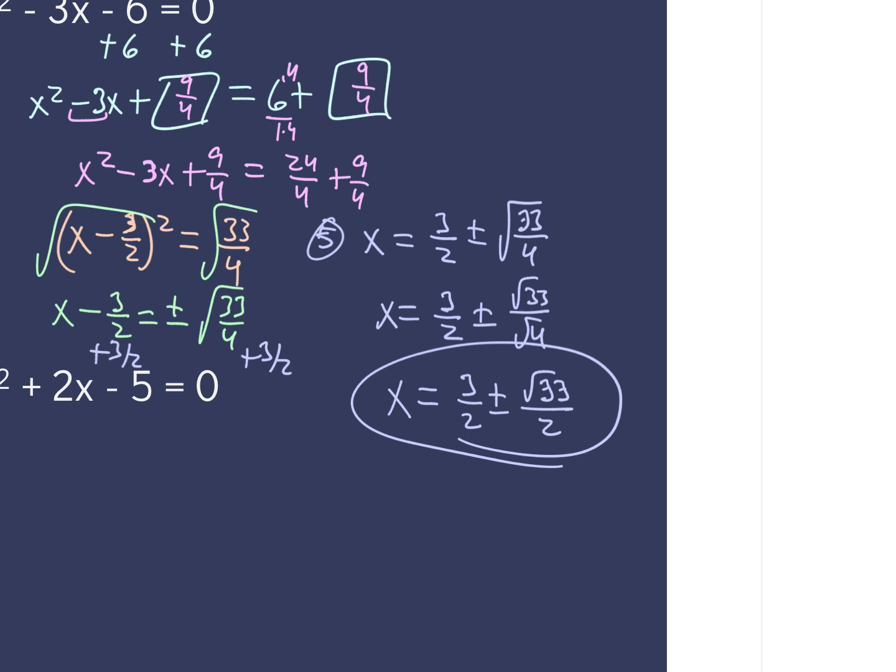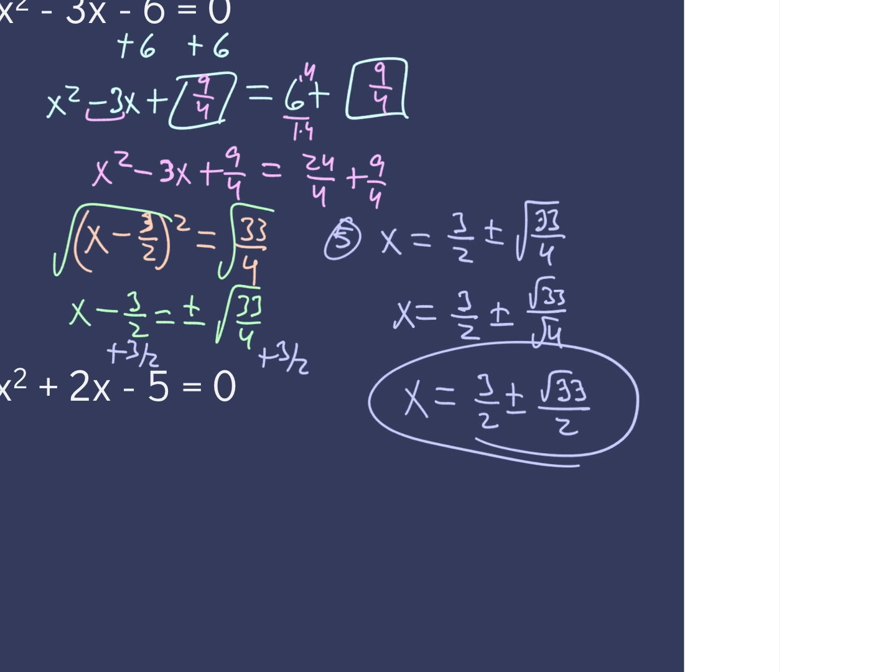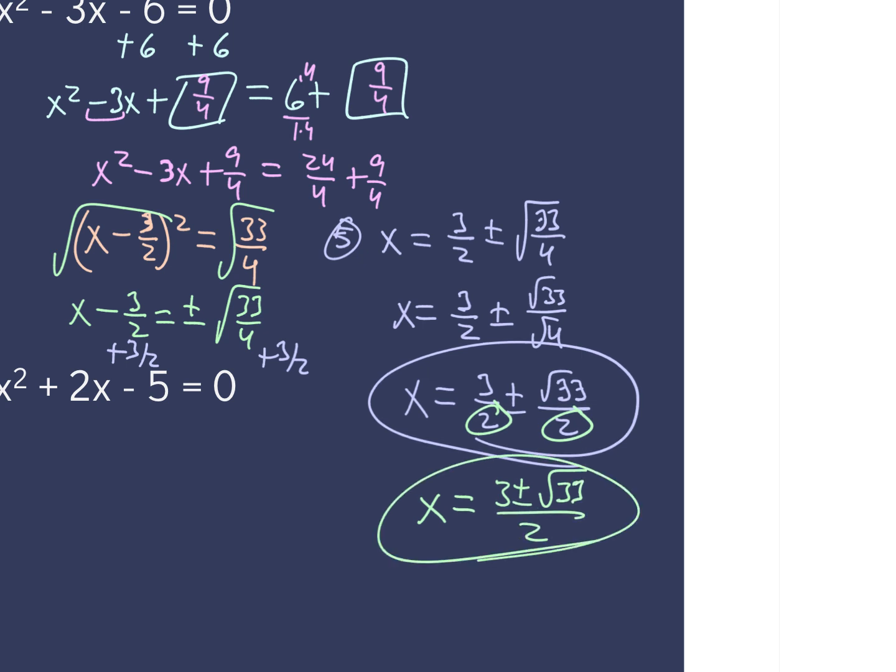Another equally correct way that you can write your answer is if you notice that the denominators are exactly the same, then you can write it under one fraction. So then you get 3 plus or minus the square root of 33 over 2. That's also equally correct. Either way is correct.